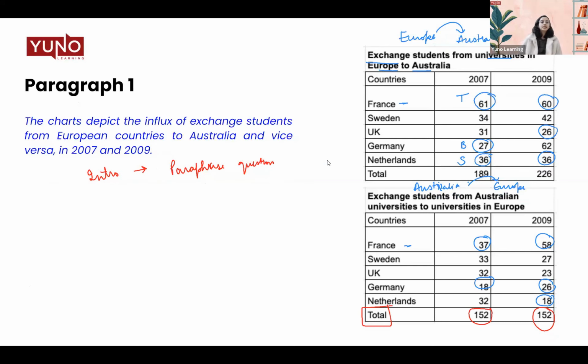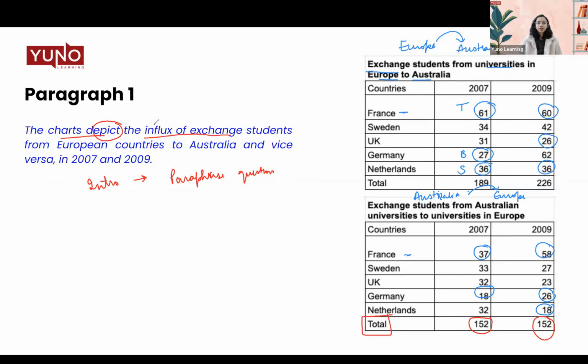So our introduction says, the chart depicts, instead of saying shows, we used the word depicts, influx of exchange of students. This is something we've added on our own, from European countries to Australia and vice versa. Because you see, there are two tables. One is from Europe to Australia, and the other is Australia to Europe in 2009 and 2007.